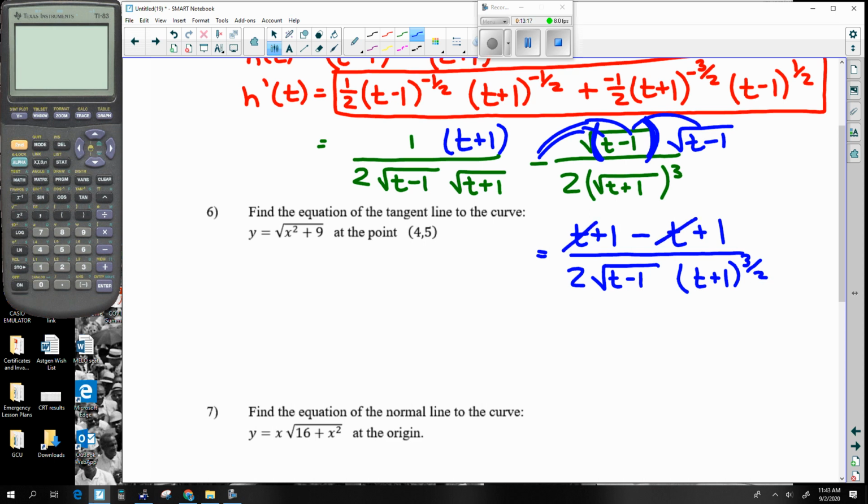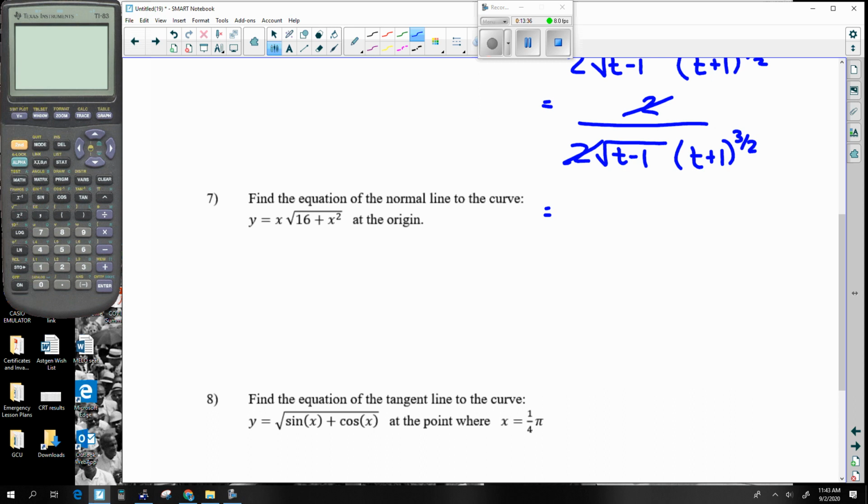I see that the t's drop and the 1's join, so this is 2 over 2 t minus 1 t plus 1 to the 3 over 2. Ugh, very googly moogly, and then these 2's simplify. So this is 1 over t minus 1, t plus 1, and that is your simplified version.